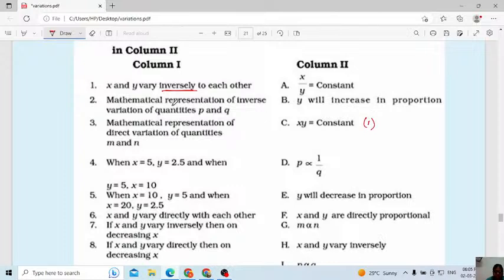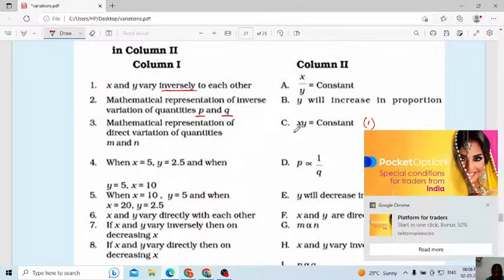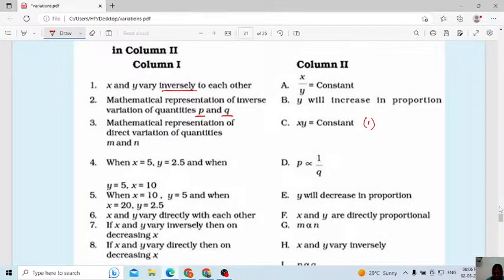Then the mathematical representation of inverse variation of P and Q. P, Q are inversely proportional. Then tell me the answer. P, Q are inversely proportional. Second one. Very good, very good.